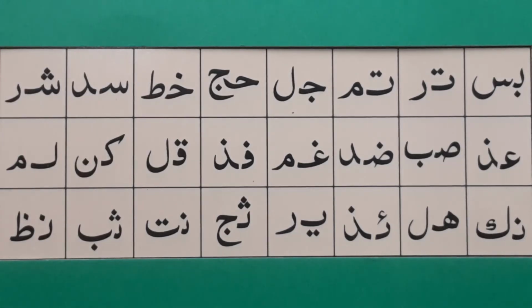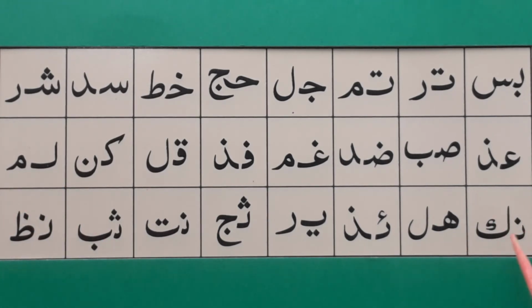So this is your test now to see how much you've learned so far. That's the ba in the beginning and sin at the end. Ta at the beginning, ra at the end, ta and mim. Jim and lam, ha and jim, ha and ta, sin and dal, sheen and ra, ain and dal, sad and ba, dad and dal, ghain and mim, fa and dal, qaf and lam, kaf and noon, lam and mim.